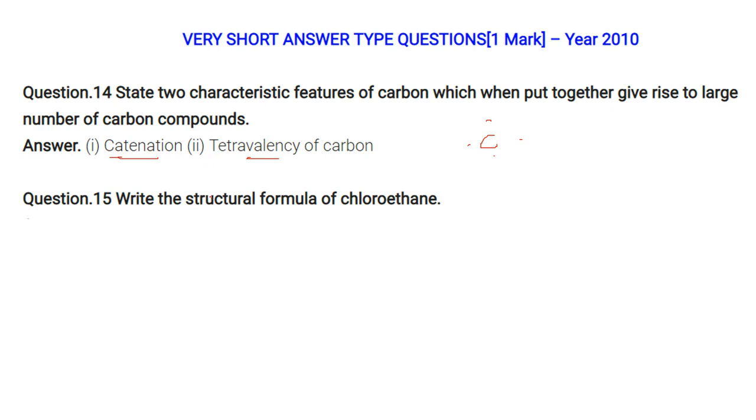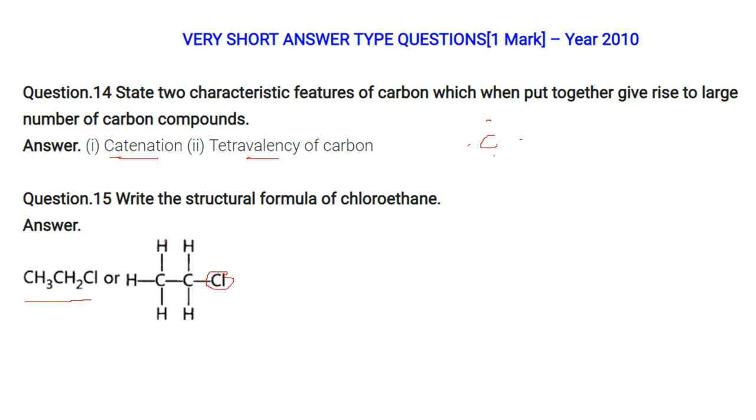Write the structural formula of chloroethane. So this is chloroethane, CH3CH2Cl. One is Cl, the others are H with C.